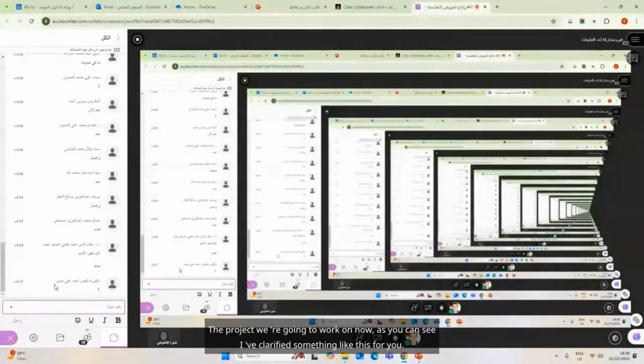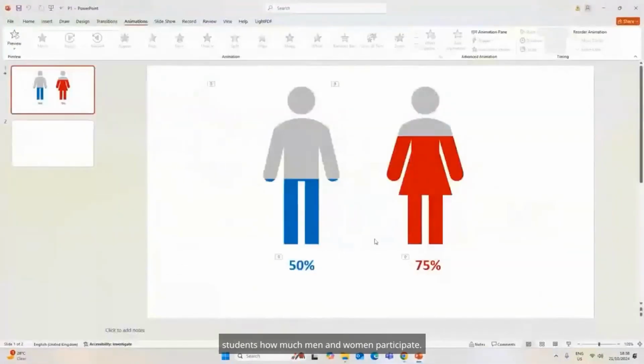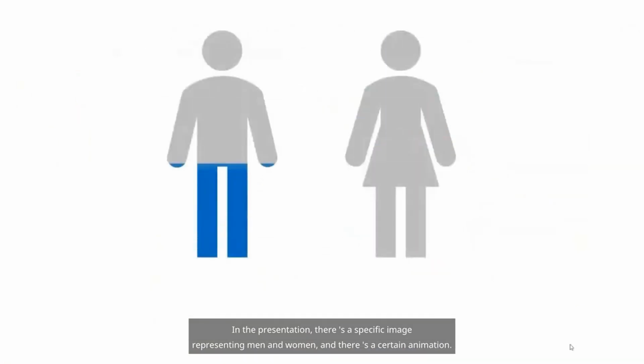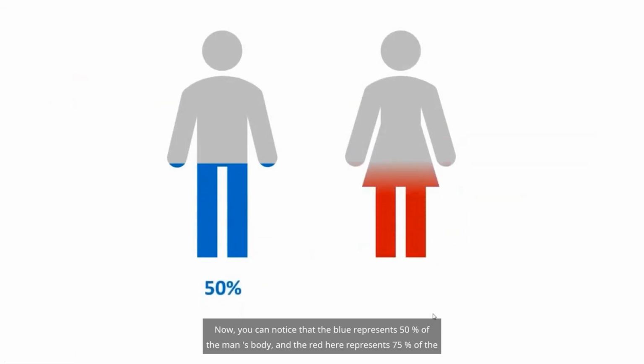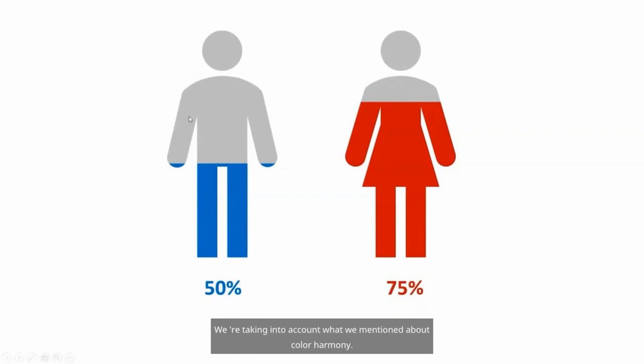It's like I'm creating something with a simple graphic and a simple animation that illustrates to my students how much men and women participate. In the presentation, there's a specific image representing men and women, and there's a certain animation. Now, you can notice that the blue represents 50% of the man's body, and the red here represents 75% of the woman's image. So it expresses this ratio of 75% and 50%. We're taking into account what we mentioned about color harmony.